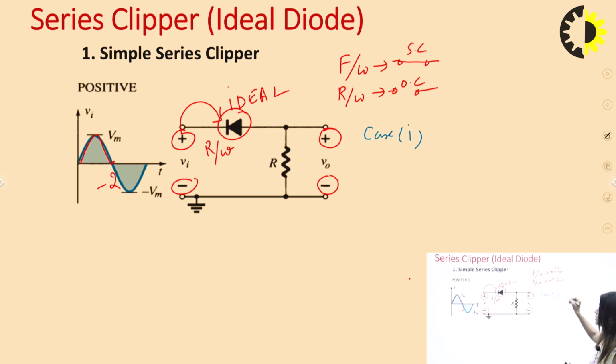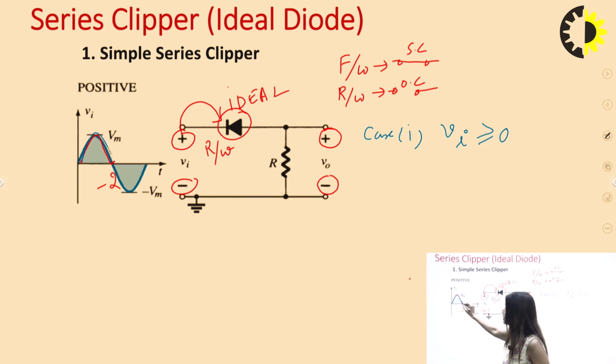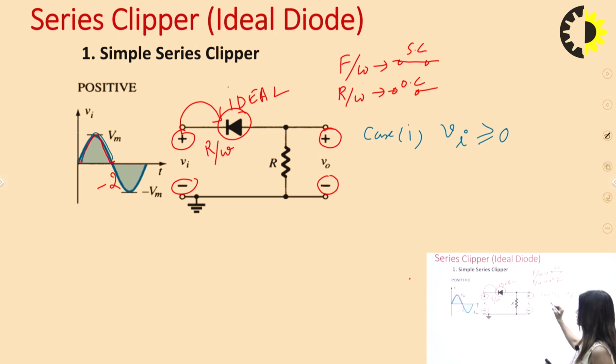Case 1: the input voltage Vi is greater than or equal to 0. This is my case 1. This particular part of the waveform I want to find out. The circuit is like this. Vi is positive; again, I will mark positive and negative.